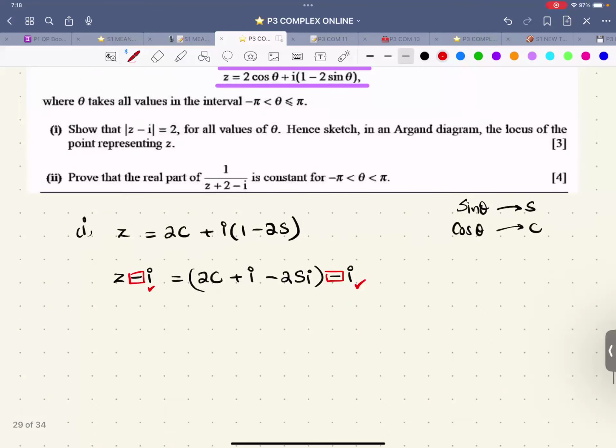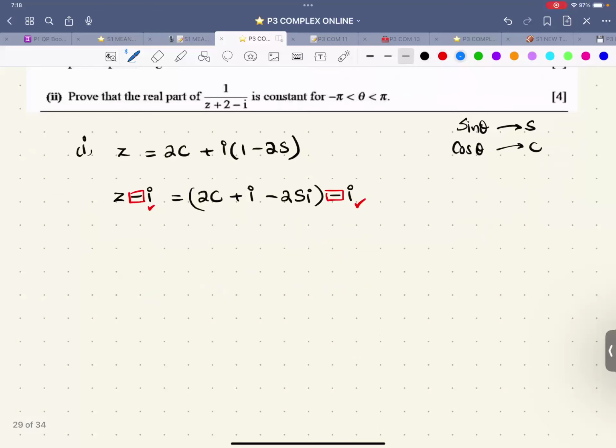So when this thing is subtracted, what happens? I'm left with the 2C. I'm left with the 2Si. The i and the i cancel out. So this is 2C minus 2Si. This is z minus i. Now, if I'm interested in the modulus of z minus i, that is the modulus of 2C minus 2Si. Keep in mind, this is the real part. Keep in mind, this is the imaginary part along with the negative.